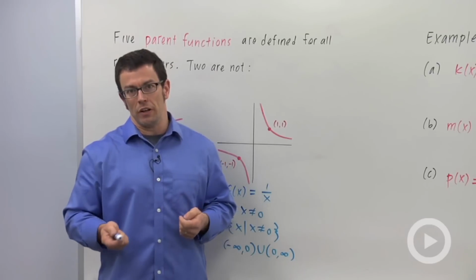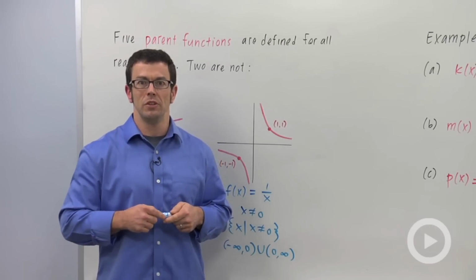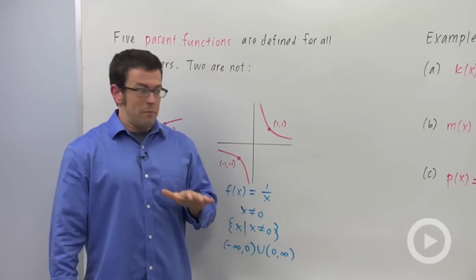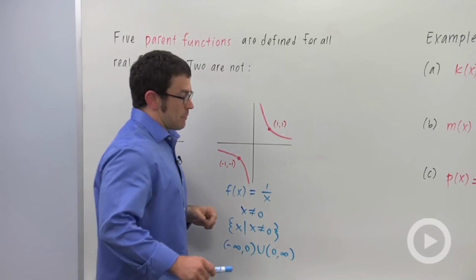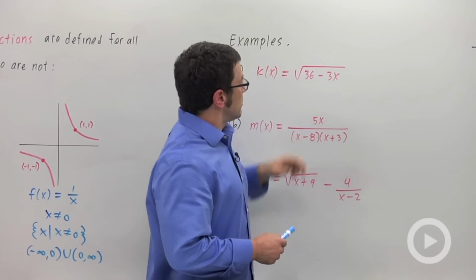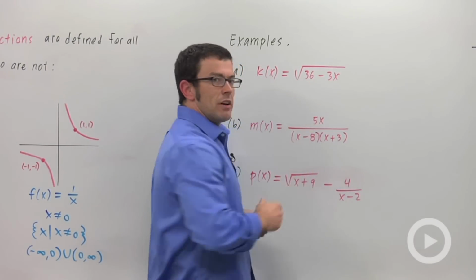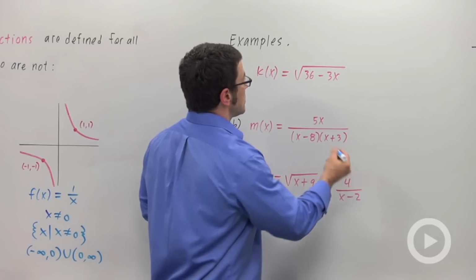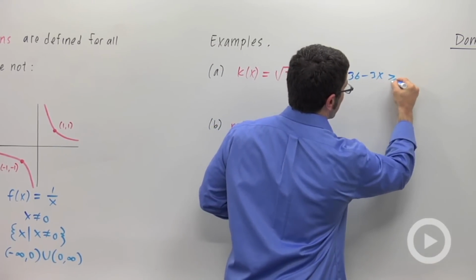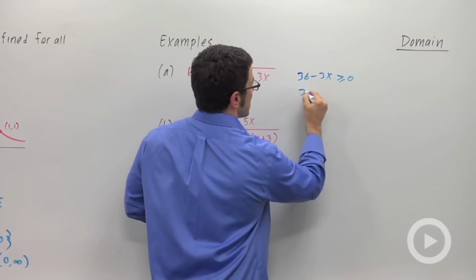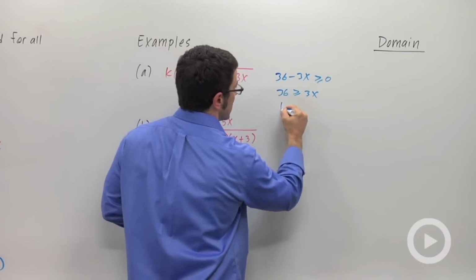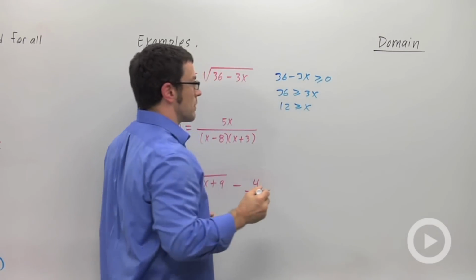Now we create new functions from our parent functions, and whenever we create functions from these two, the domain may be restricted. And so let's see some examples of that. For example, this function, the radical function, is only going to be defined when the inside function is greater than or equal to 0. So we will need 36 minus 3x to be greater than or equal to 0, which means 36 has to be greater than or equal to 3x, and divide both sides by 3. You get x is less than or equal to 12.